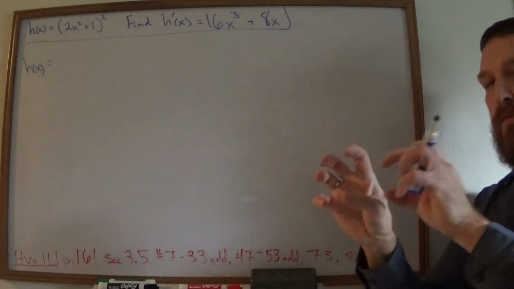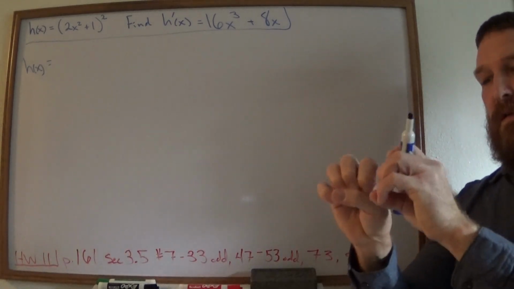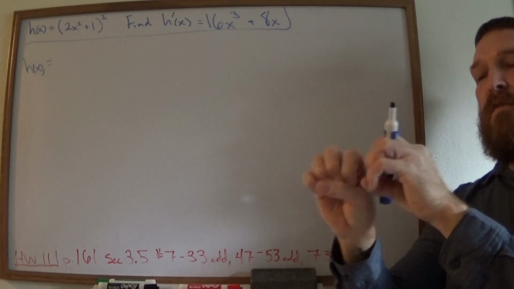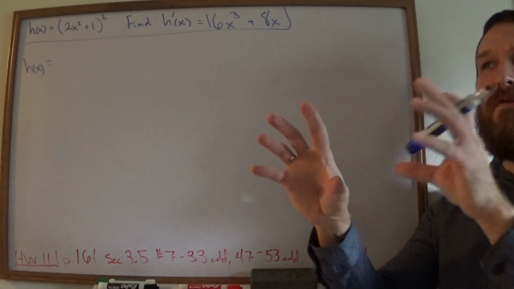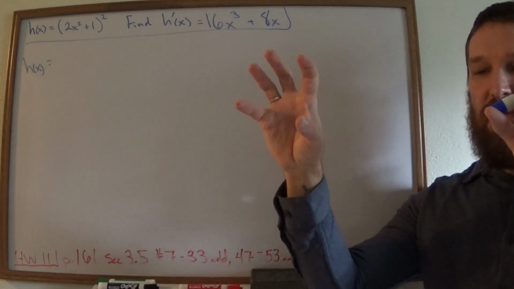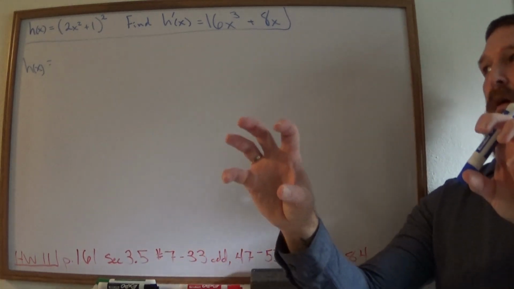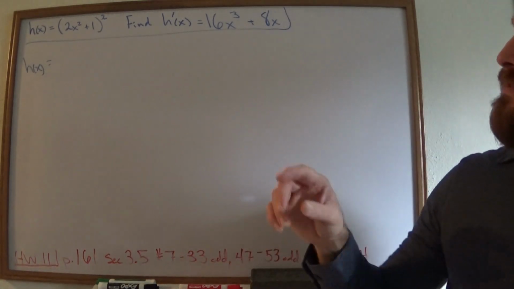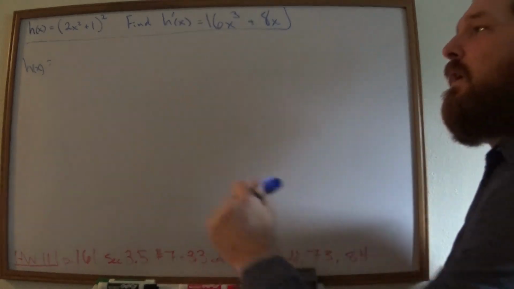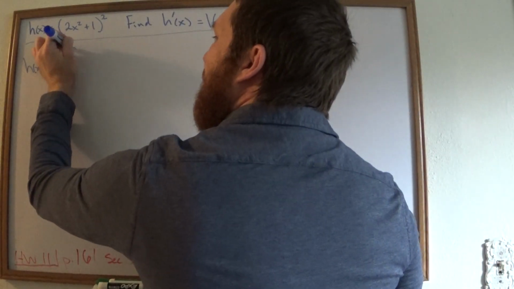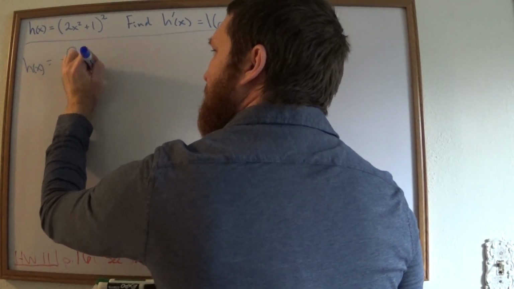We did a product rule, which is what happens when you have two functions that are multiplied together and you want to take the derivative. We have the sum or difference rule, which is when you have two functions that are added or subtracted, and you want to take a derivative of those. Well, the chain rule occurs when you have a composition of functions.